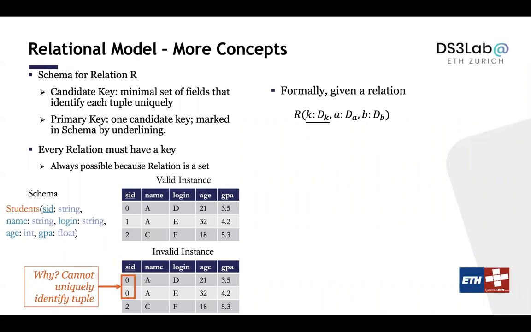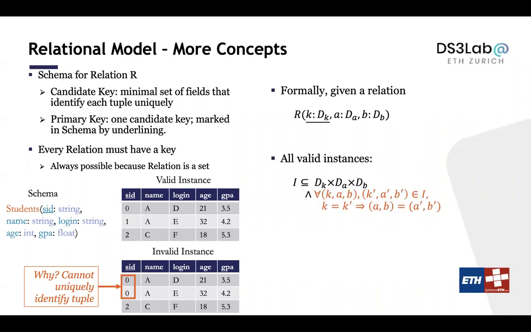So you can think about the key constraint as introducing some constraints about what is a valid instance. Specifically, when you have K as a key, you are adding one condition for a valid instance. That is, I cannot find two tuples that share the value on the key but have different values on the rest of the attributes.